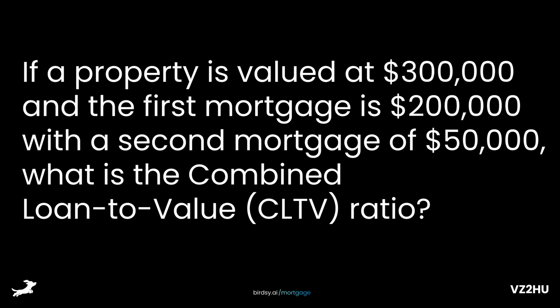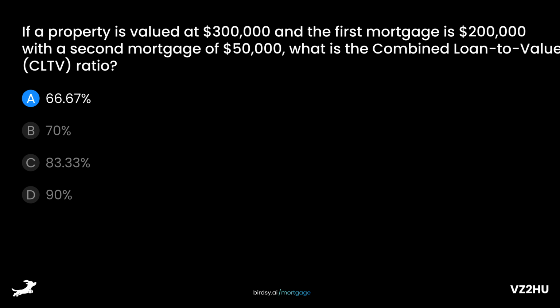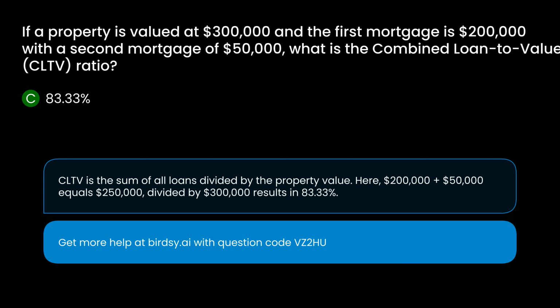If a property is valued at $300,000 and the first mortgage is $200,000 with a second mortgage of $50,000, what is the combined loan-to-value ratio? Is it A, 66.67%, B, 70%, C, 83.33%, or D, 90%? The answer is C, 83.33%. CLTV is the sum of all loans divided by the property value. Here, $200,000 plus $50,000 equals $250,000 divided by $300,000 results in 83.33%.